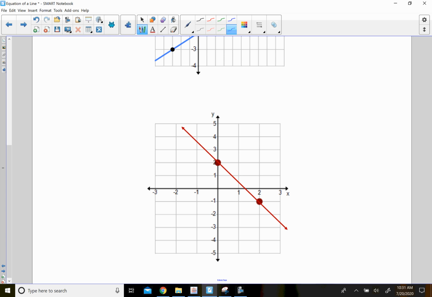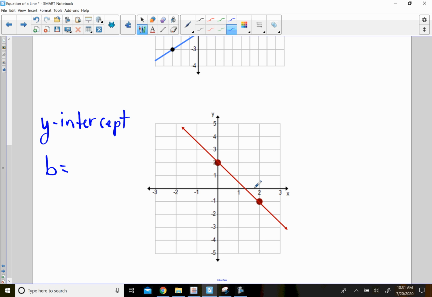So that second line that we already found the slope for, this was a negative slope. We had to go down 3 and to the right 2. Now let's find the y-intercept. So the y-intercept is where it crosses the y-axis. We use the letter B to represent the y-intercept.